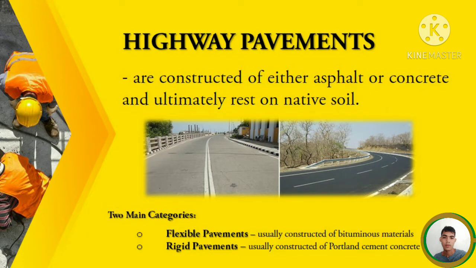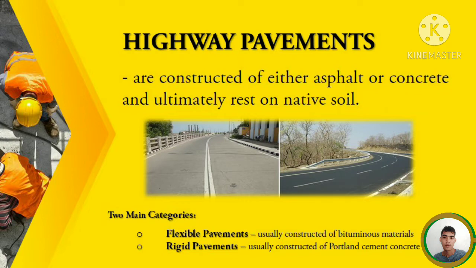Before we go to the flexible pavement, let's define first the highway pavement. So highway pavements are constructed of either asphalt or concrete, and ultimately rest on native soil. As you can see on the screen, those are examples of highway pavements. They're just basically the road, in other words.